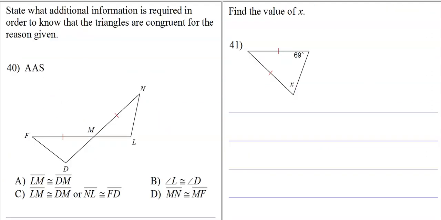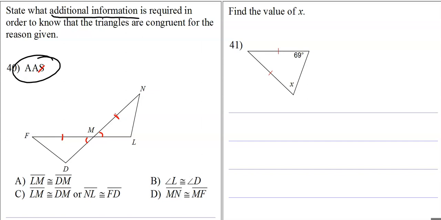Number 40 and 41. So number 40 says, what additional information is needed to get angle, angle, side? So we need to have angle, angle, side. Well, let's look at our picture. Right now, we have a side. So this one's taken care of. We need a couple more angles. Well, I see that we could get this vertical angle here. So that's an angle. Now, I need to get one more angle.